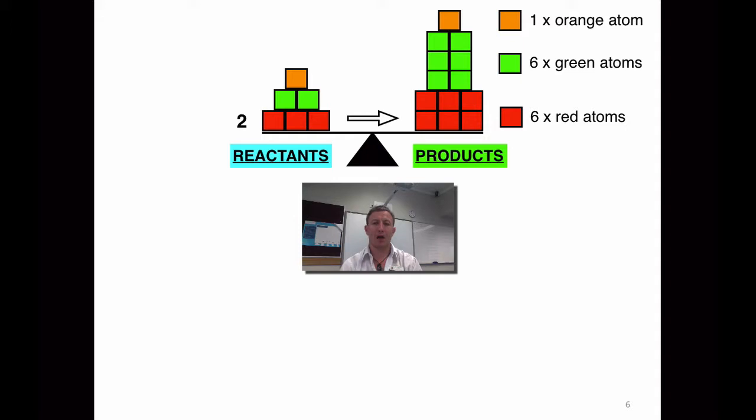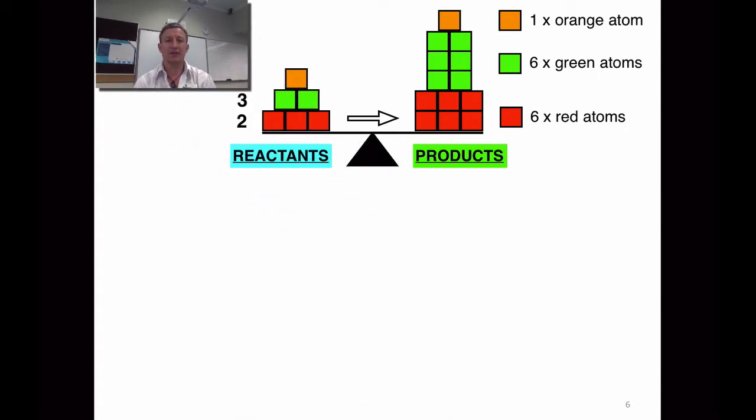2 lots of 3 lots of bricks makes 6 lots of bricks. Okay, I've got 6 green atoms on the right-hand side. What have I got to do to the green atoms on the left-hand side to make sure I've got 6 lots on the right-hand side? Well, I need 3 lots of green atoms. Great. Now, if we look at the orange atoms, I've got the same number of orange atoms on the left-hand side as I've got on the right-hand side, so I don't need to change them.